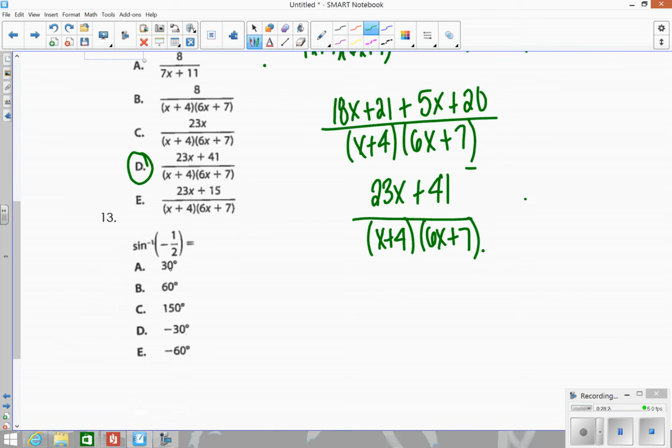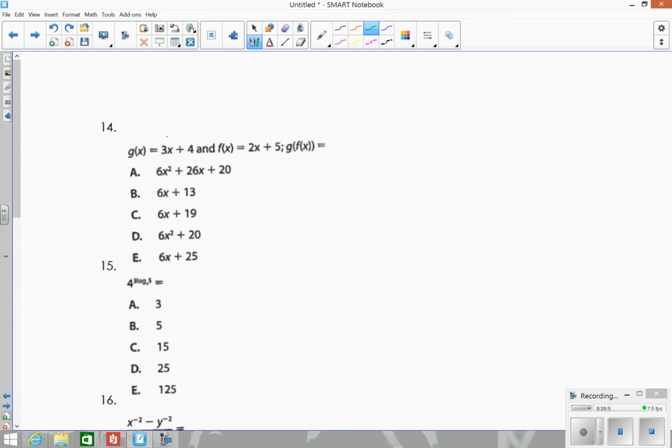Number 13 is just a calculator question. So sine inverse of negative 1/2. It's asking you what angle do you take sine of so that you get out negative 1/2. You can just put it right into your calculator. Just make sure your calculator is in degree mode since you're trying to get out degrees. And if you put it in your calculator, you'll get out negative 30. So sine of negative 30 degrees gives us out negative 1/2. That's what it's asking.